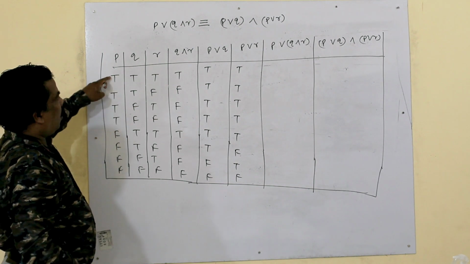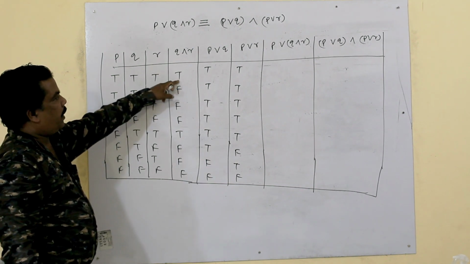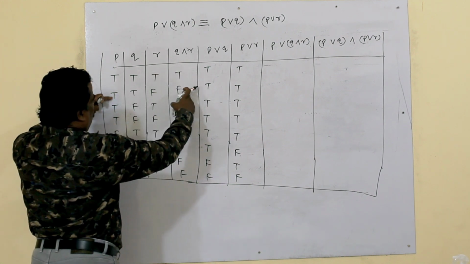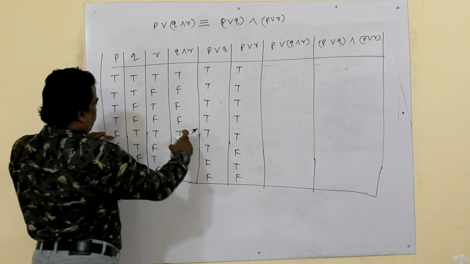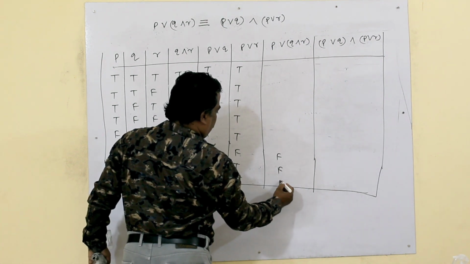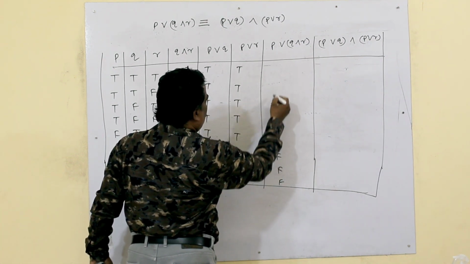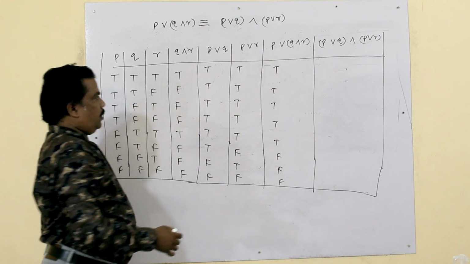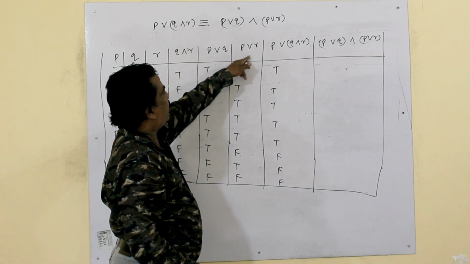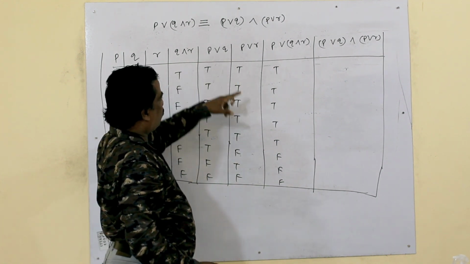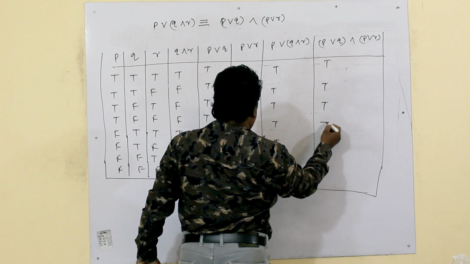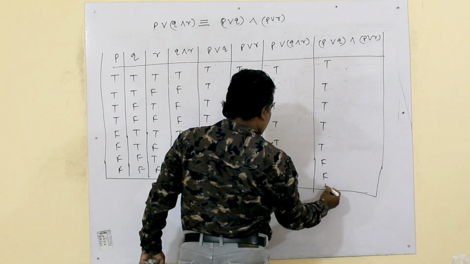And P or (Q and R). In case of or, if at least one is true, it is true, otherwise it is false. So true, true, true, true, true, false, false, false, true, true, true. Again we proceed to (P or Q) and (P or R). In case of and, if both are true, it is true, otherwise false. That is true, true, true, true, true, false, false, false.